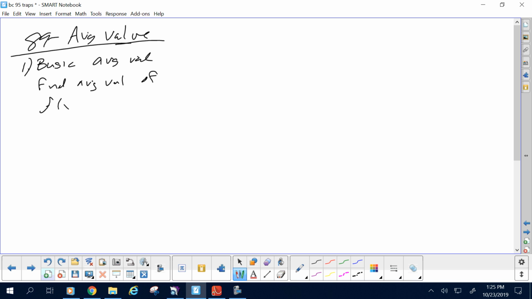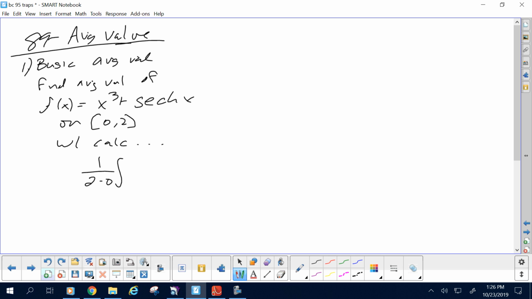of some function, x cubed plus, let's go, this, on 0 to 2 with a calculator. Did you do it? Okay, what would you do? 1 over b minus a, so 1 over 2 minus 0, the integral from 0 to 2 of x cubed plus hyperbolic secant, and you'd slap it on the calculator, and circle your answer. How do you do such?